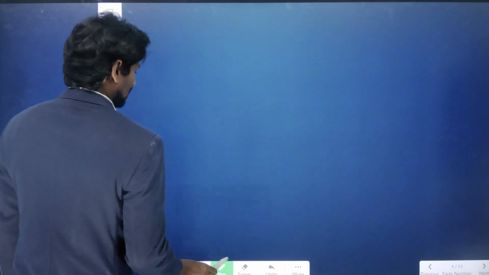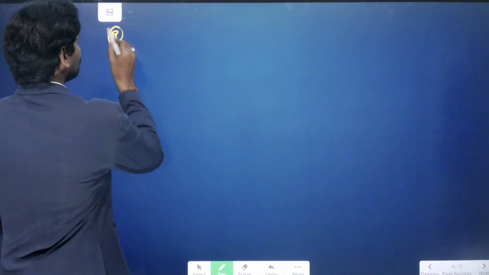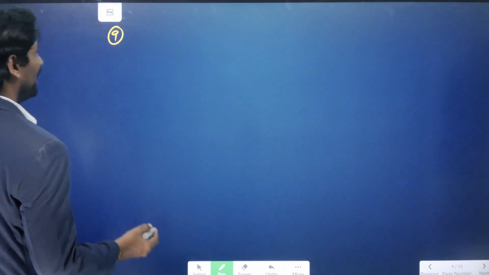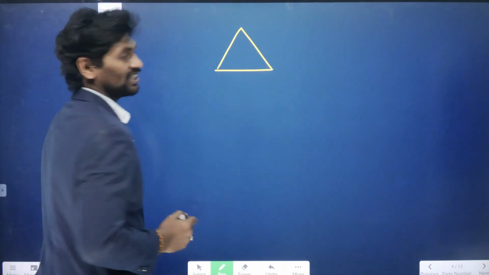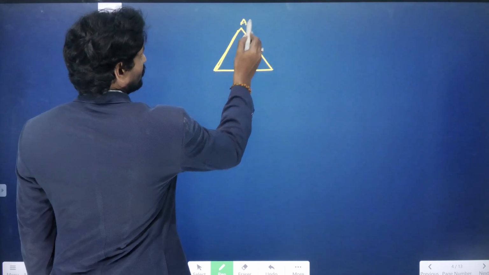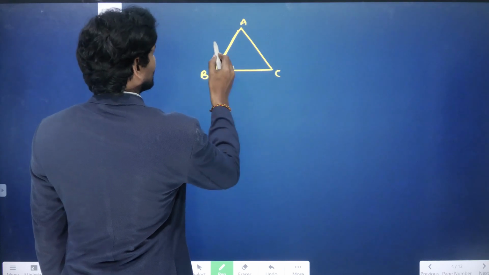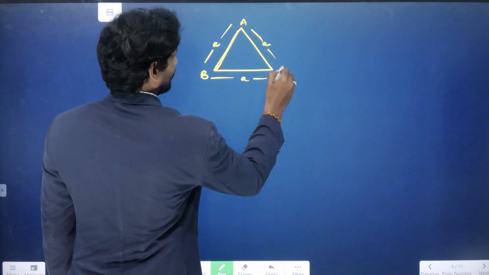Let us move on to the next question, that is question number 9. It is given that the height of an equilateral triangle is root 3, then its area. Let us take an equilateral triangle, in which each side is small a. All sides are equal, so we can take all sides as small a.